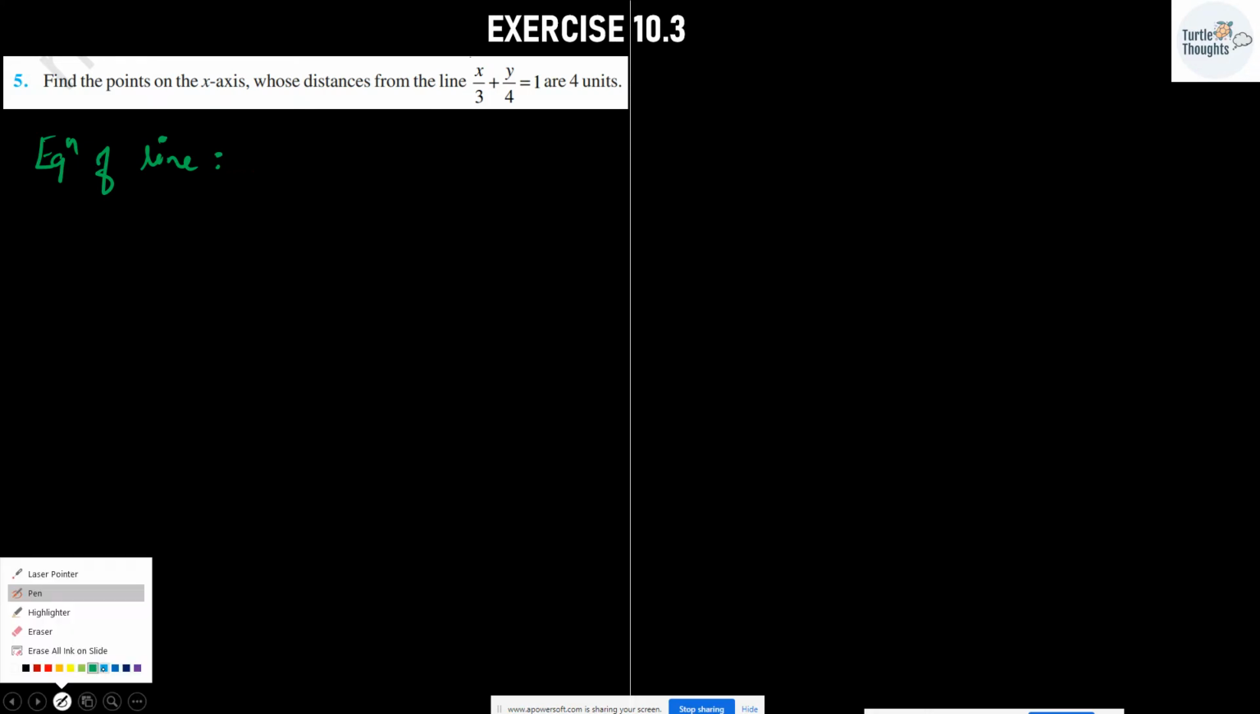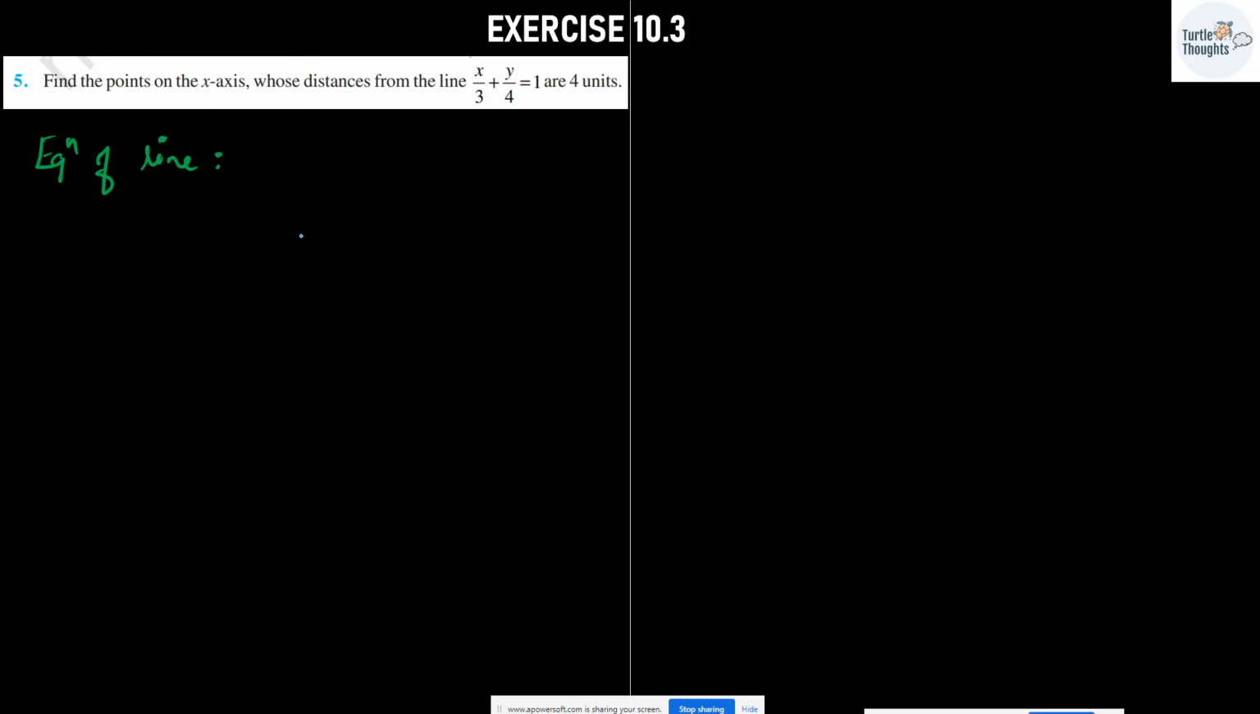The fifth one. Find the points on the x-axis whose distance from the line x/3 + y/4 = 1 are 4 units. Let me write down whatever is given in the question. Equation of the line is given. Next, I will make a note of the same. Equation of the line is x over 3 plus y over 4 is equal to 1.